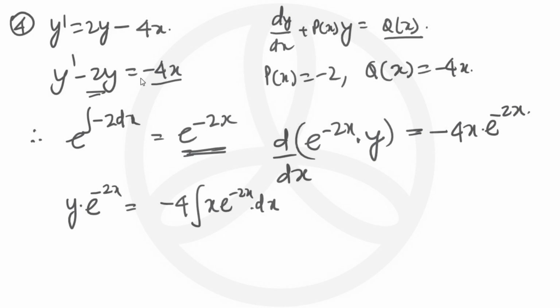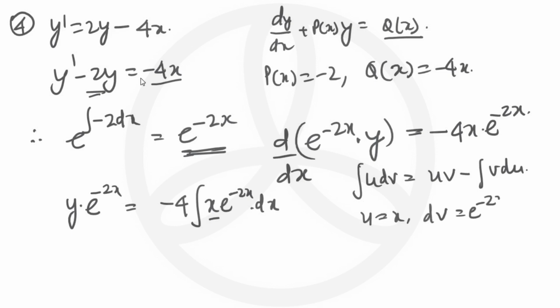So for integration by parts, we have the formula of integration by parts, uv minus integral of v du. We have to assume u as x and dv as e to the power -2x.